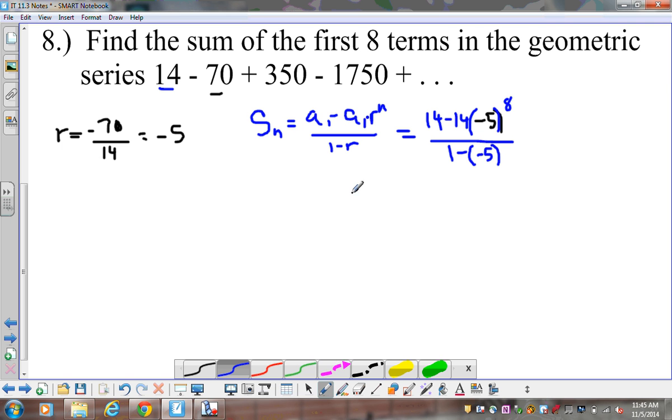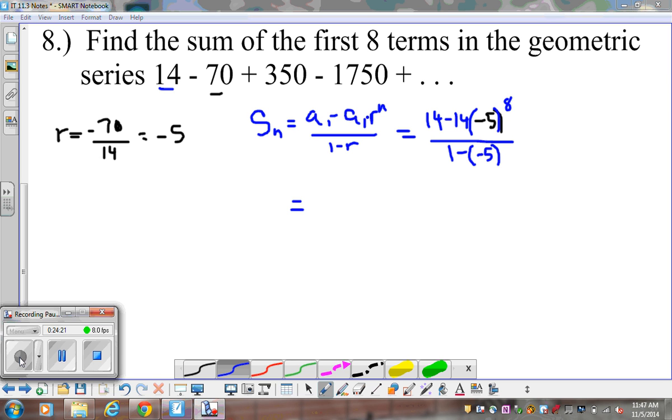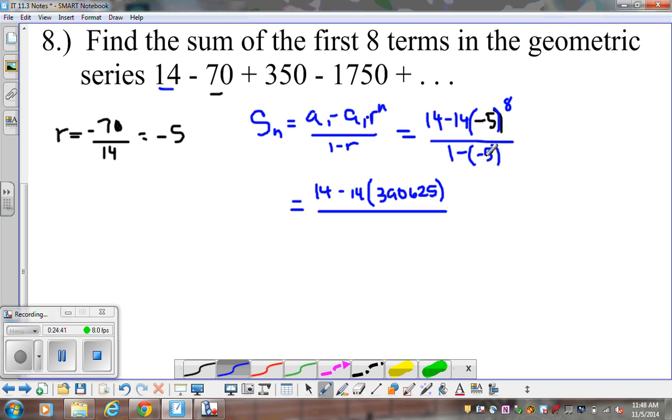Now let's go through and simplify. I've got negative 5 raised to the 8th power. So negative 5 to the 8th power, let's write this out. We've got 14 minus 14 times negative 5 to the 8th power, which is going to be 390,625, all over. So 1 minus negative 5 is 1 plus 5, which gives me 6.